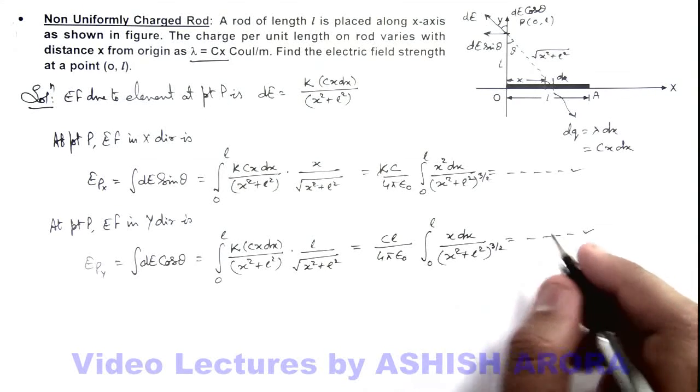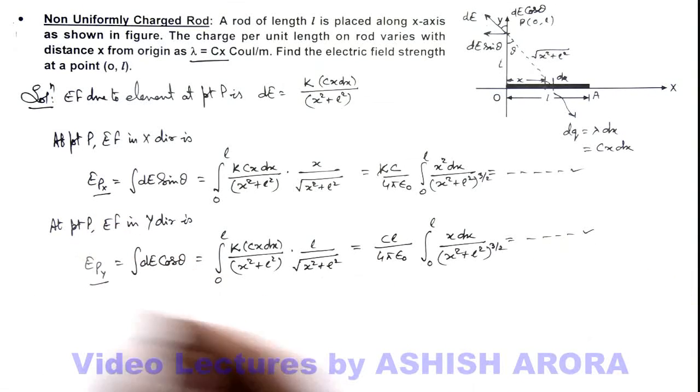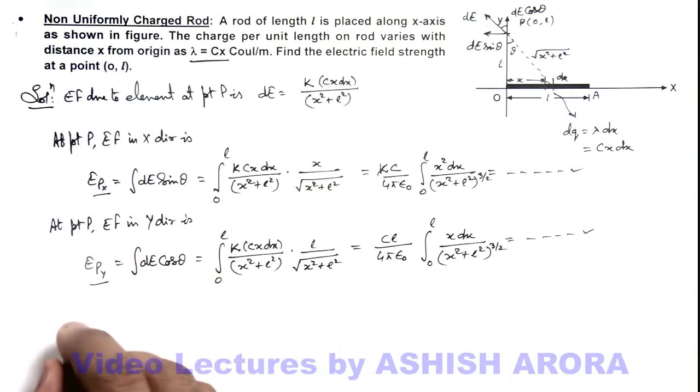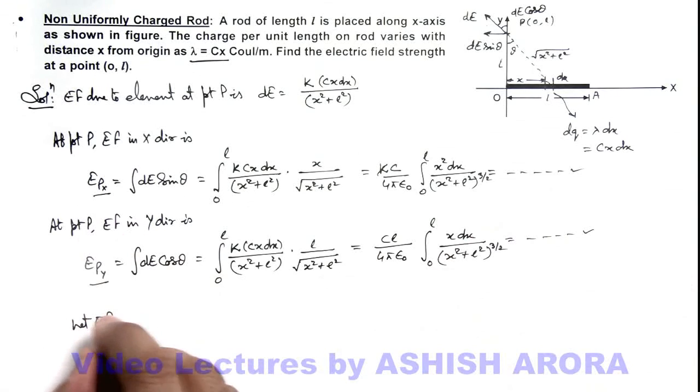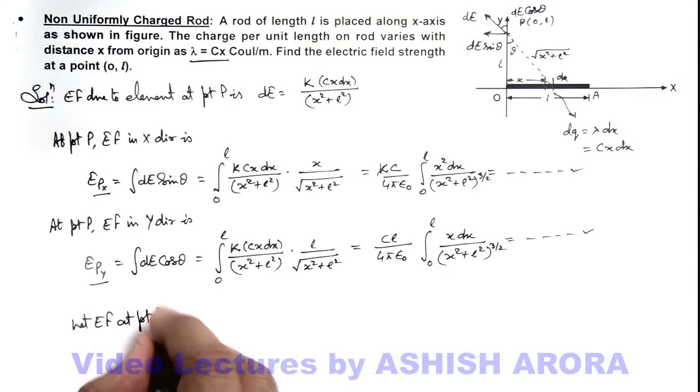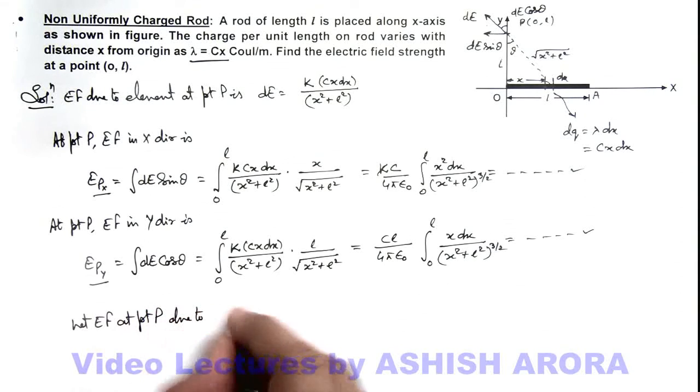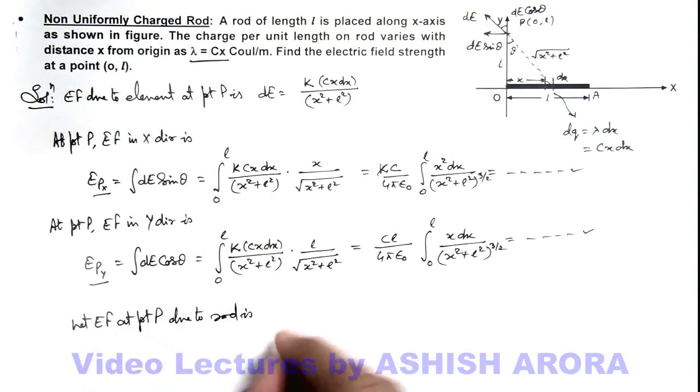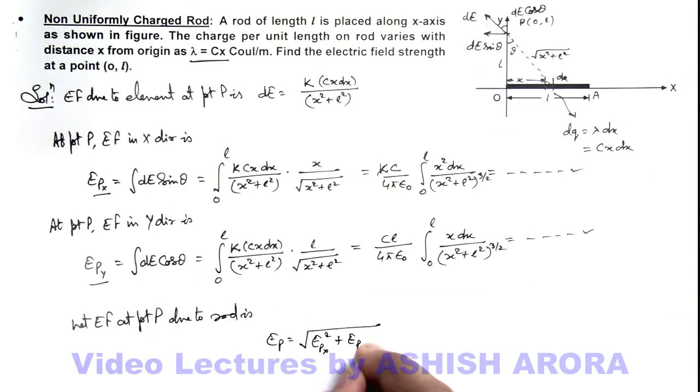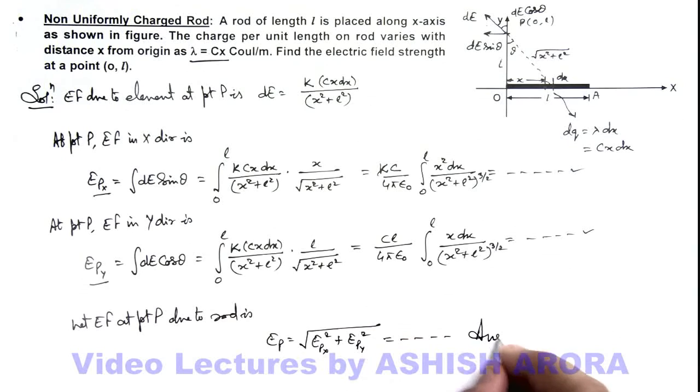And once you get the values of EPX and EPY here, you can directly write the net electric field at point P due to the rod. This EP we can write as root of EPX square plus EPY square, that can be obtained. And that will be the result for this problem.